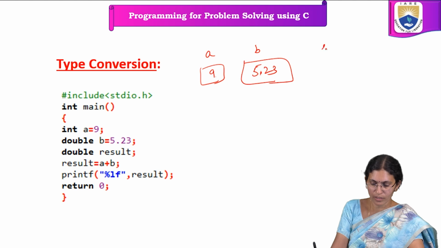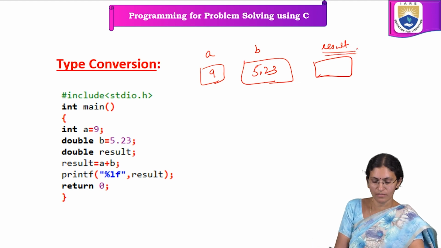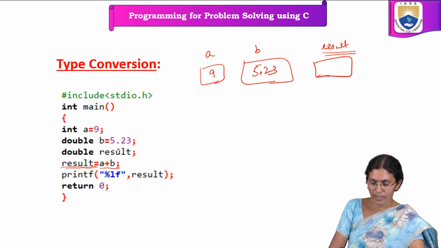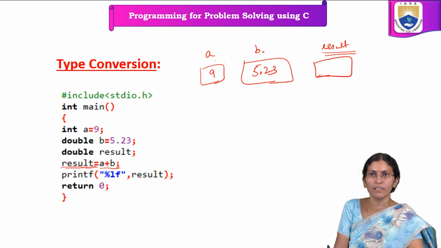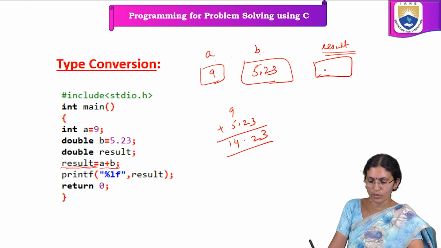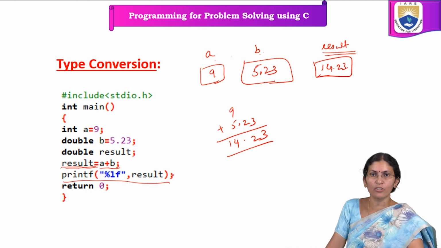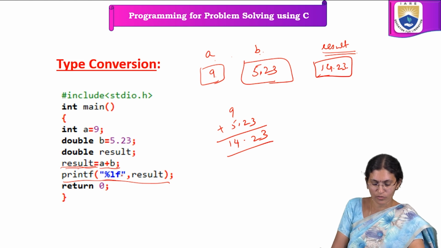Next, one more variable we have is result. Result is also declared as a double type. Result is assigned the value of a plus b. So we are adding the a and b variables and assigning this to the variable result. The output of this will be 9 plus 5.23, which is equal to 14.23.